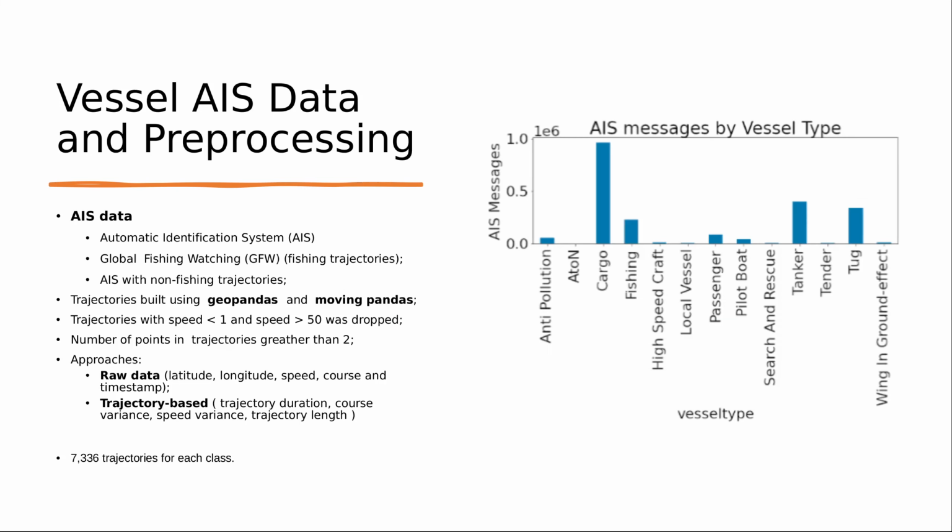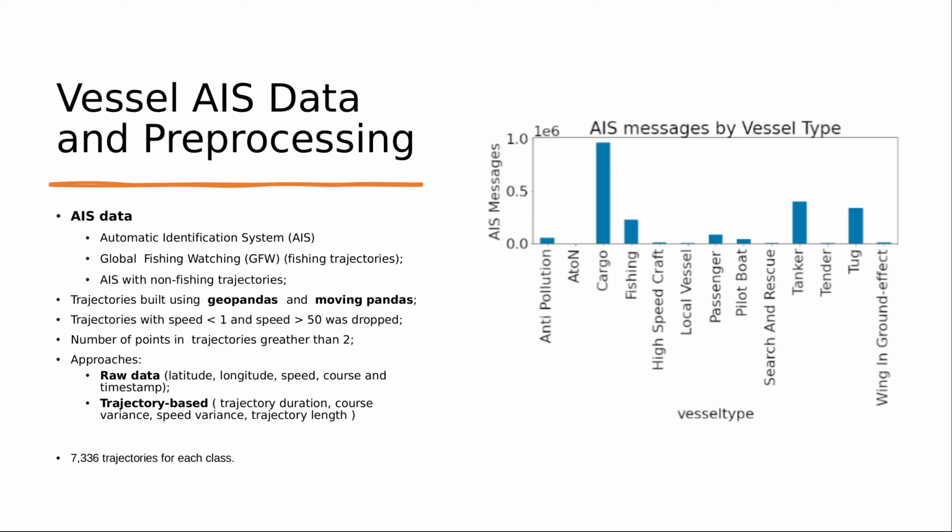From the historical AIS dataset, we first need to preprocess the data. In the figure on the side, we can see the dataset distribution. The kinds of vessels with more data are cargo, tanker, tug, and fishing vessels. From the raw AIS data, we use the Python GeoPandas library to build the geospatial objects. Then we use the MovingPandas library to transform the geospatial data into trajectories. From these trajectories, we can apply aggregation functions to calculate averages, standard deviations, and variances.